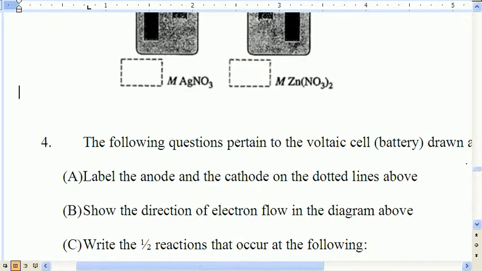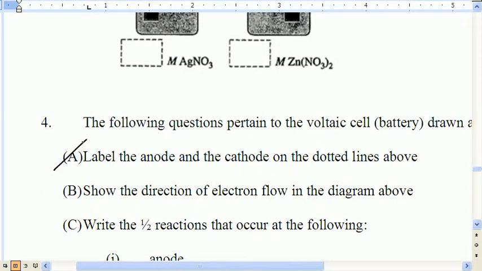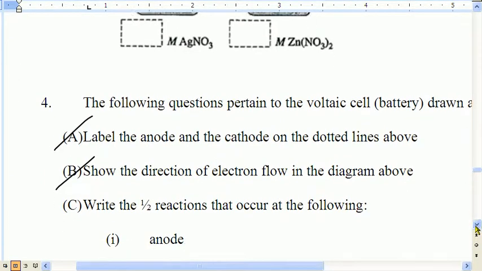Hi, Albert, Nicole. So we labeled it. We did direction of electron flow.